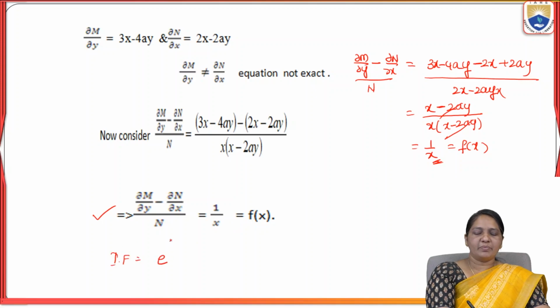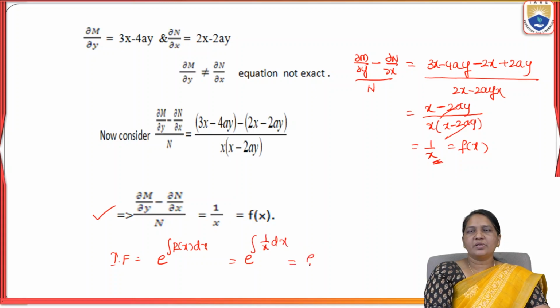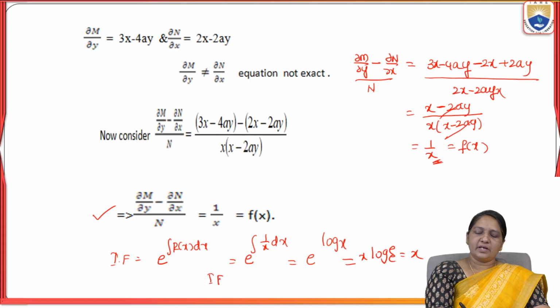The integrating factor is e power integral p of x dx. What is the p of x value? e power integral 1 by x dx. So e power integral 1 by x dx is e power log x, which is x into log e base e, so the value is x. That means the integrating factor I got is x.